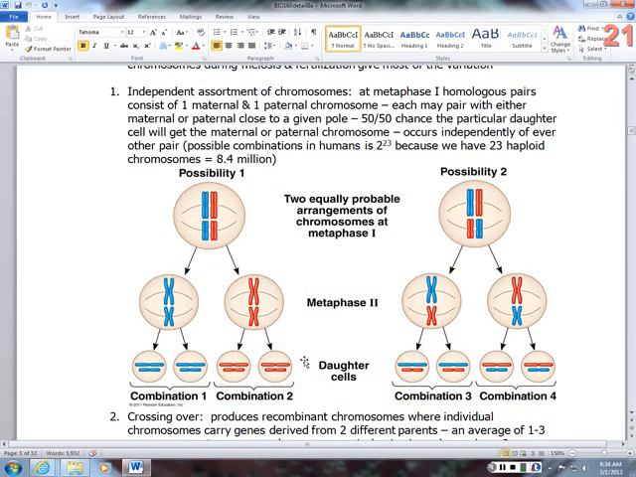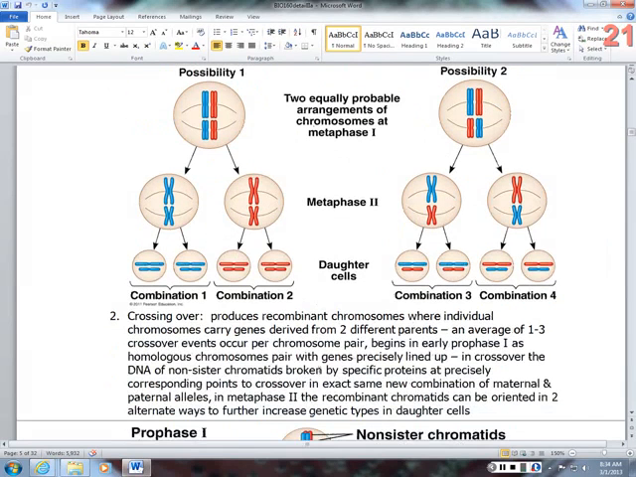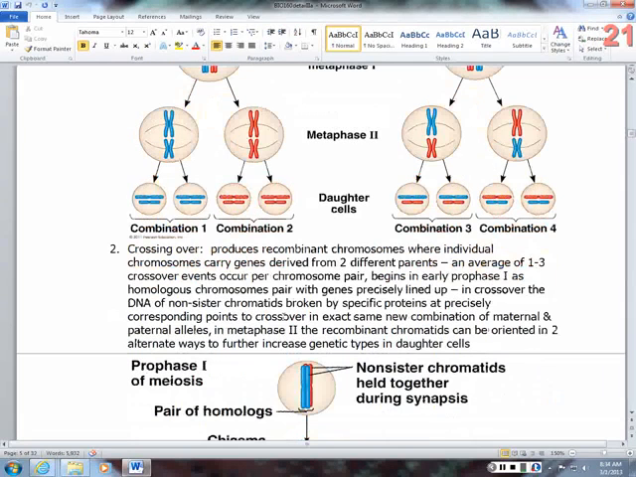So here it's showing you've got possibility 1, that you can have where you inherit this pattern, or you can get variation in there where you get some of the other ones. So within the individual chromosome itself, you can have crossing over. This is where you're going to produce a recombinant chromosome, and it's going to carry genes derived from 2 different parents.